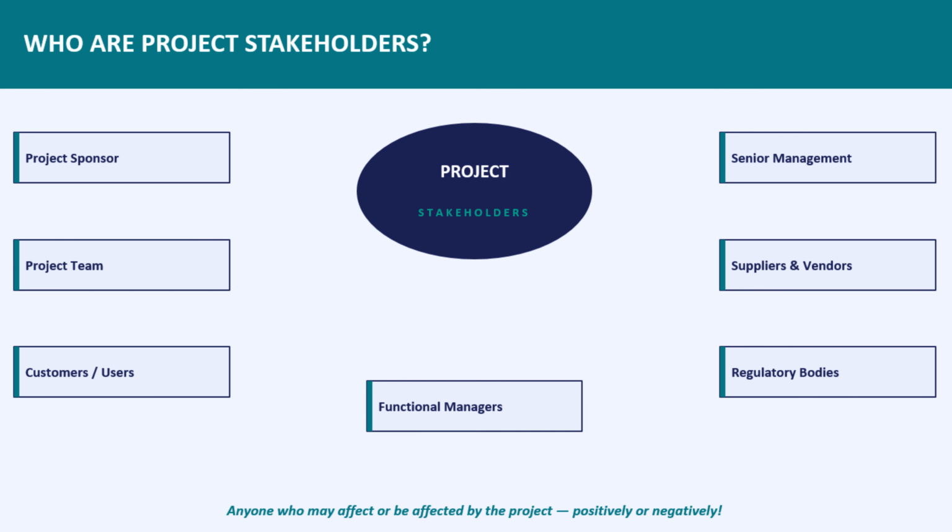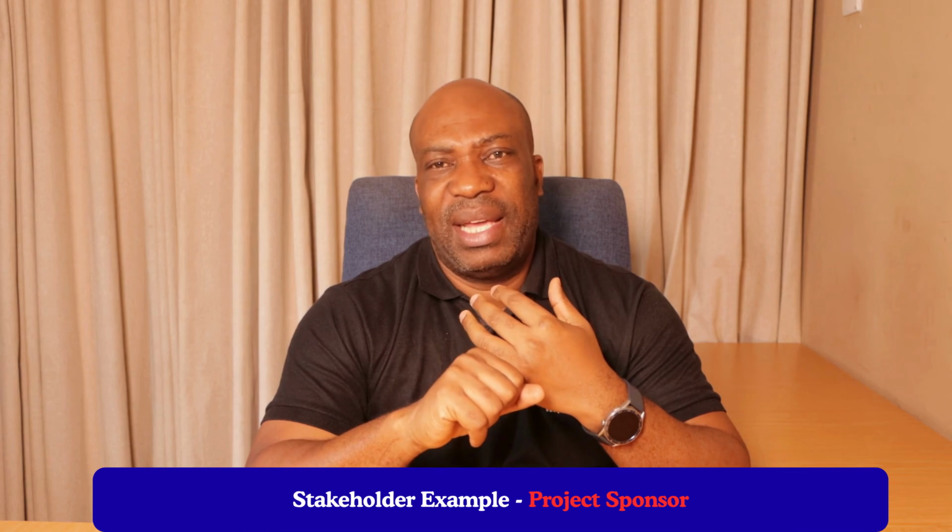You could be asking, Oscar, what are examples of these stakeholders? So in this section of the video, I'm going to take you through some examples of stakeholders that you should expect in a project environment. So one of them is a project sponsor. I can tell you it will be very unusual to run a project without a sponsor. So a sponsor is the one whose responsibility is to make sure that the project is well resourced, whether it's human resources or non-human resources.